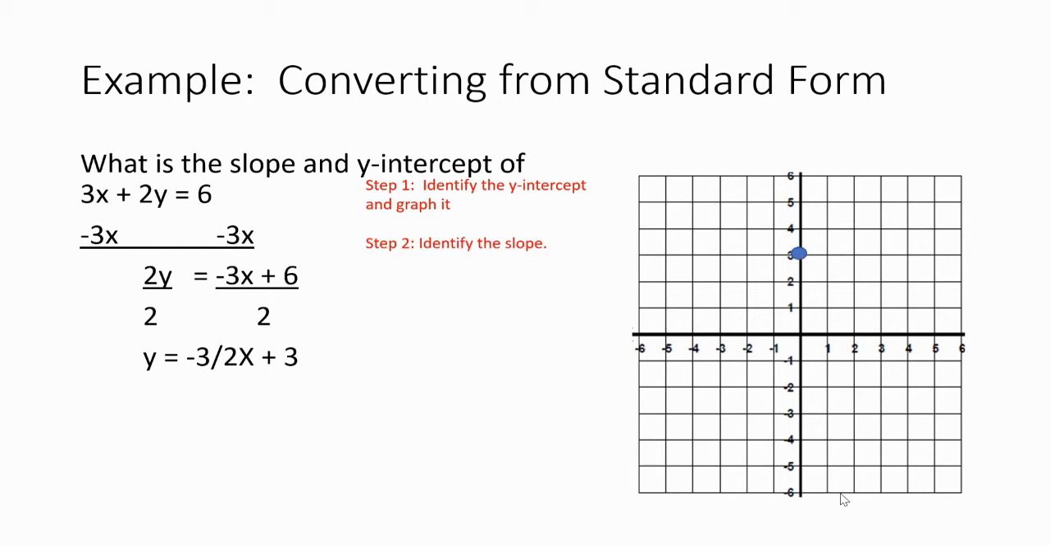Now we're going to identify the slope, which is negative 3 over 2. That means we go down 3 and right 2. So from that y-intercept point, we're going to go down 3 and right 2 and draw our line. And now we have our graph for that equation.